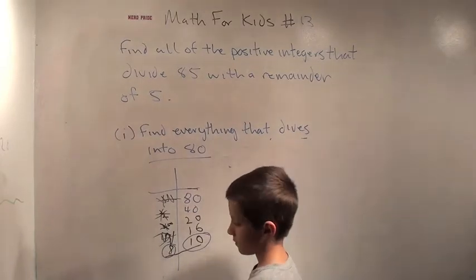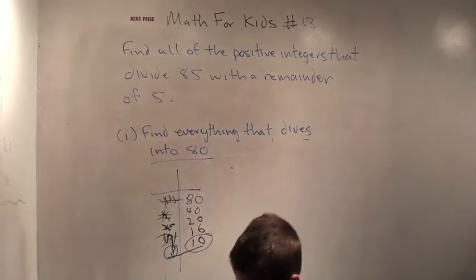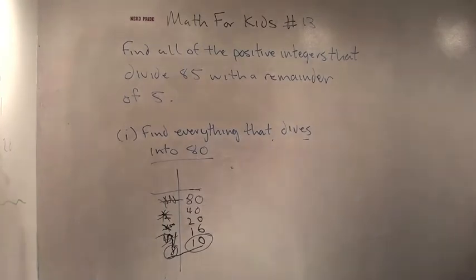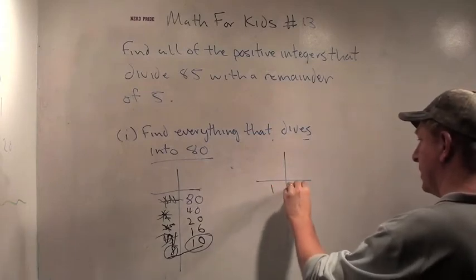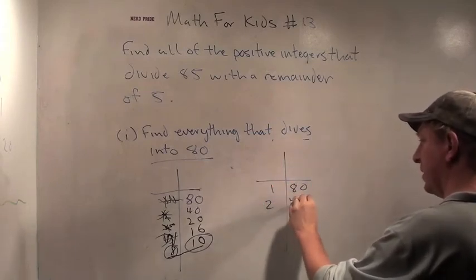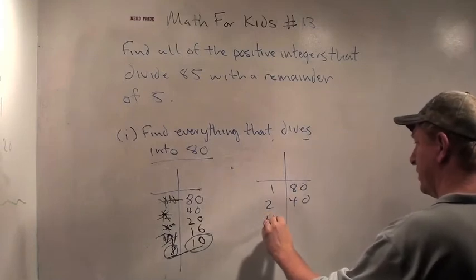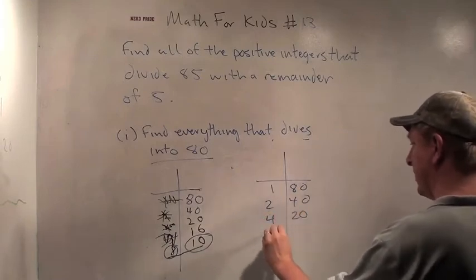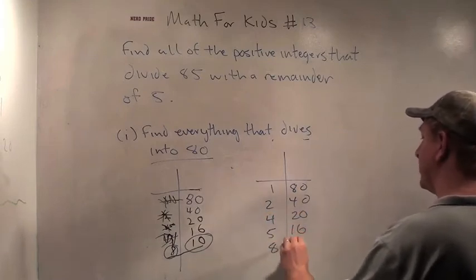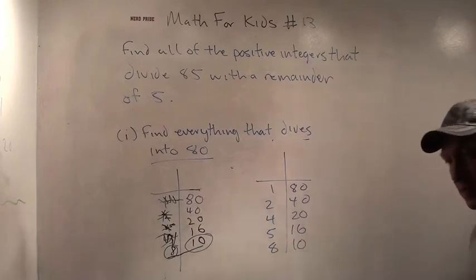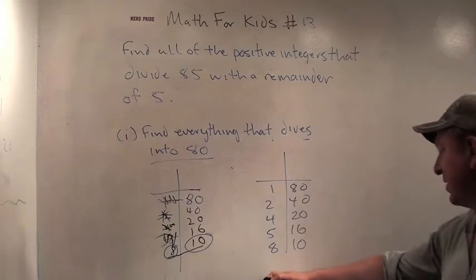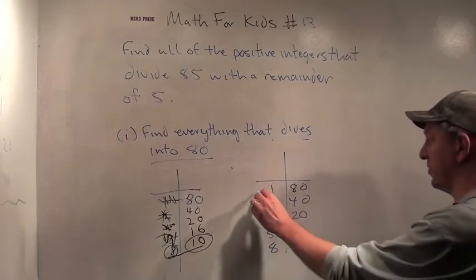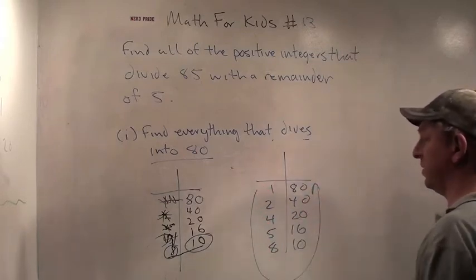So here, why don't you hop down and let's do a quick summary of this, and we'll go on to the next problem. So the first thing we did is we found everything that went into 80. We knew it was 1 times 80, 2 times 40, 4 times 20, 5 times 16, and 8 times 10. And we said you could stop once you got this number again, so we tried 9, and then we tried 10, but then we were back to here. So our numbers sort of go around in a circle.